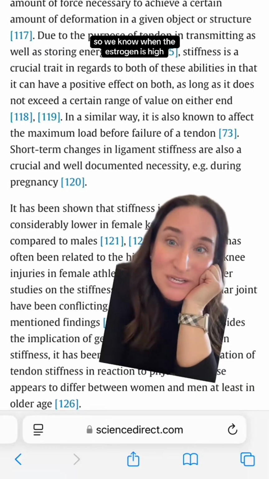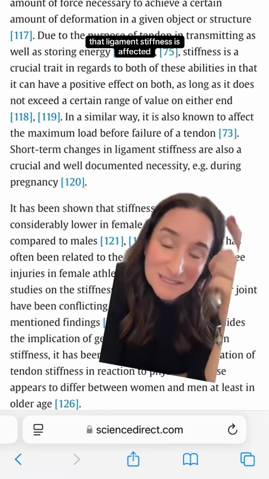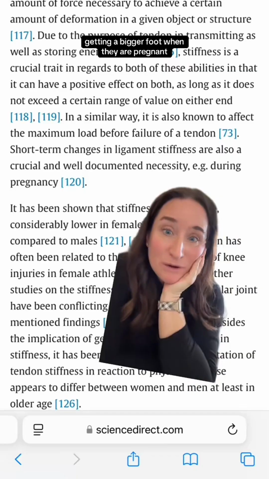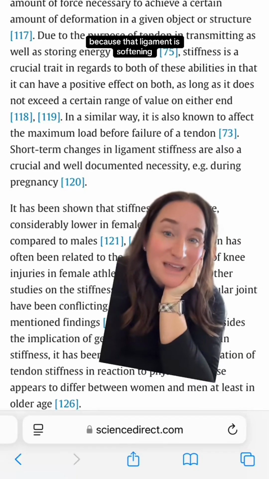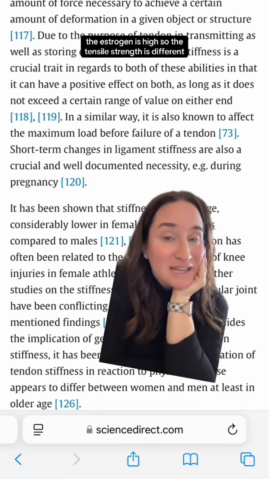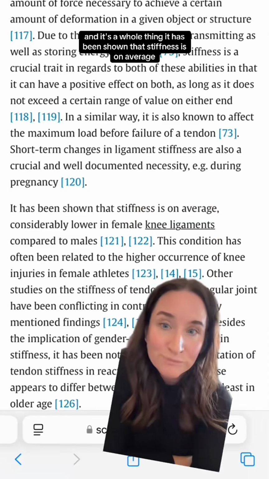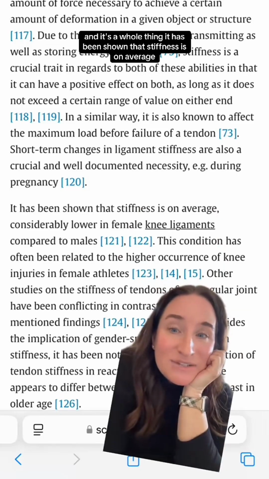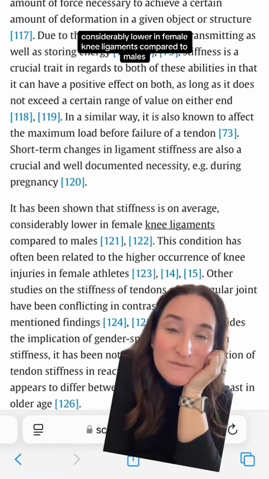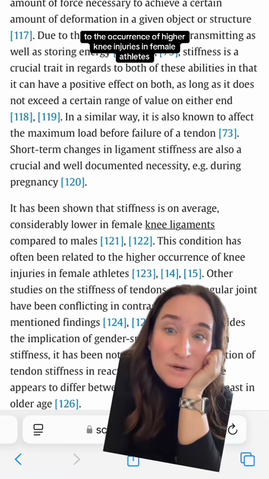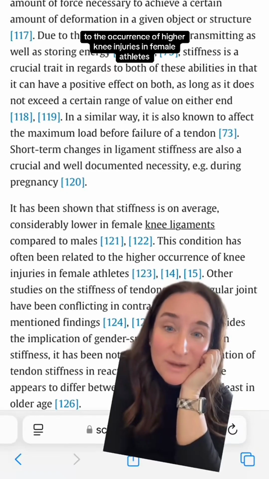So we know when the estrogen is high, ligament stiffness is affected. This is why women talk about getting a bigger foot when they are pregnant, because that ligament is softening. The estrogen is high, so the tensile strength is different, and it's a whole thing. It has been shown that stiffness is on average considerably lower in female knee ligaments compared to males. This condition has often been related to the occurrence of higher knee injuries in female athletes.